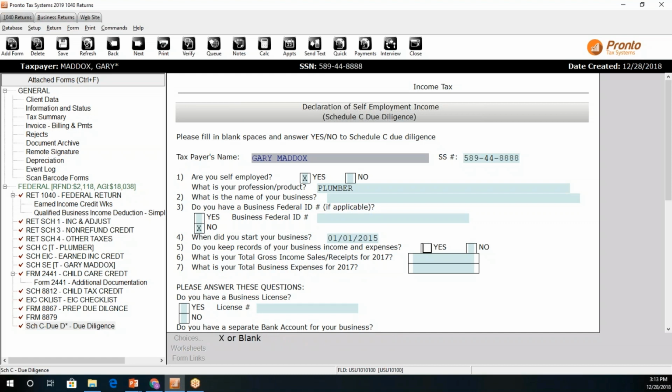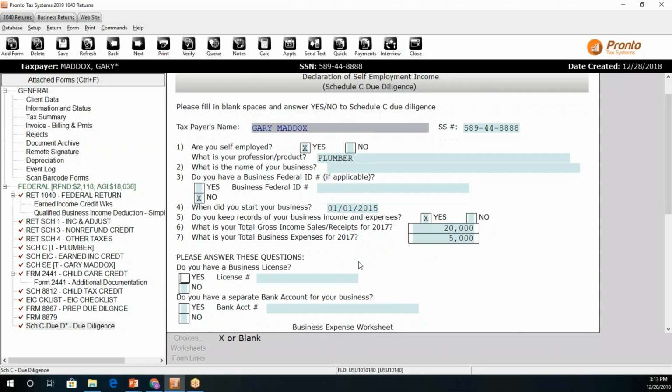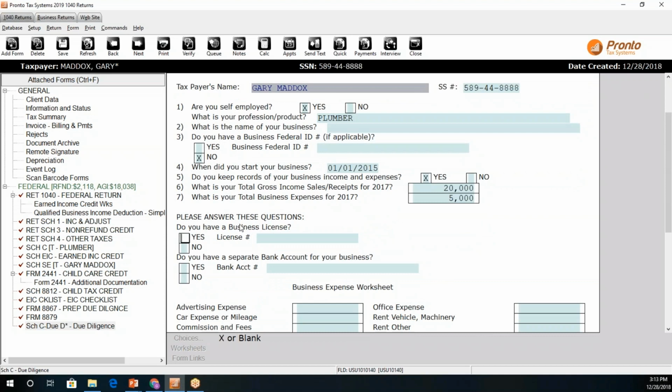Okay. Does he keep records for his business income and expenses? He better answer that yes. As you know, especially when you're using your car, make sure you have a log of all the mileage. What was his total gross income, sales receipts for 2017? He had made $20,000. I'm just making that up. And what were his total business expenses? They were $5,000. Okay. Does he have a business license? He doesn't have a business license, but he does have a plumber's license. Does he have a separate bank account for his business? And again, the answer is no, he does not.